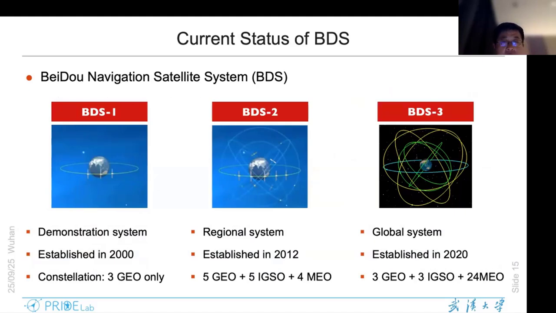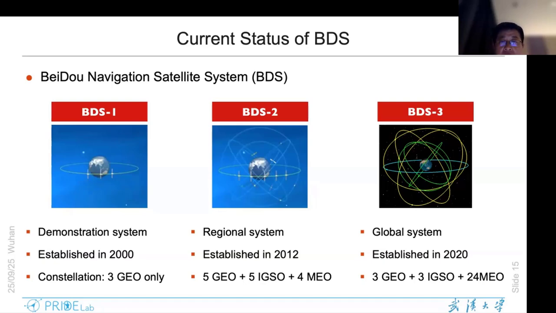That means there was no geometry change for the constellation, and you could only determine the horizontal coordinates of your position within China. This was an actual demonstration system, not a passive positioning system. You had to send the signals to the GEO satellite before your position could be computed, just to demonstrate the capability of the satellite infrastructure, which was going to be upgraded to BDS2, and whether we could properly receive the signals from a satellite in space.